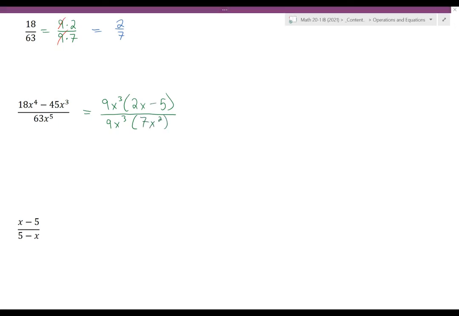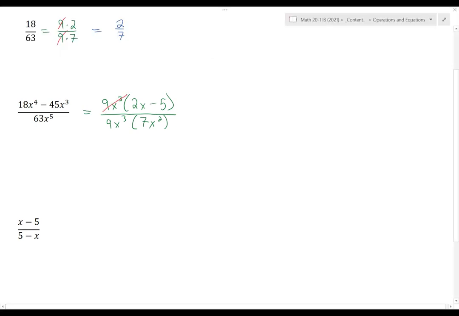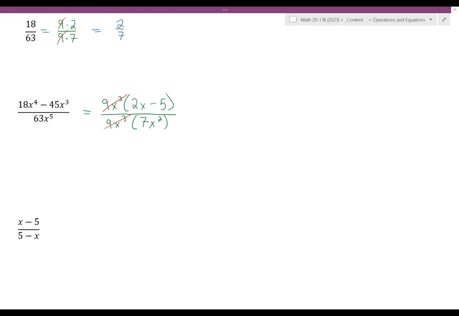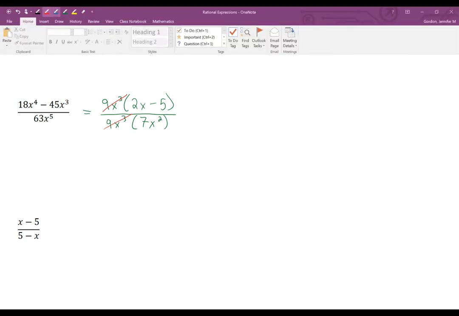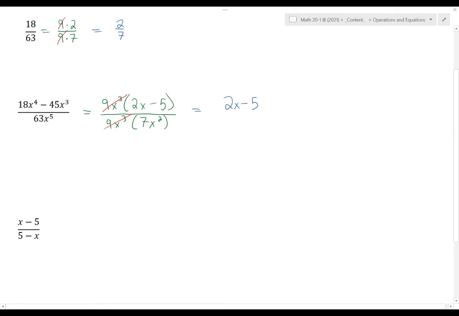Now I can see that I have this common factor of 9x cubed. It's actually several common factors, common factor of 3 or a common factor of x or a common factor of 9. But the greatest common factor is 9x cubed, and that all cancels out, leaving me with a numerator of 2x minus 5 and a denominator of 7x squared.